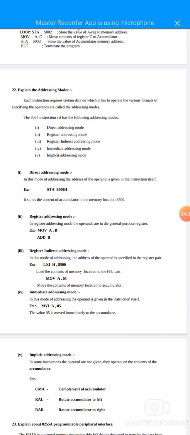22nd question. Explain the addressing modes. Each instruction requires certain data on which it has to operate. The various formats of specifying operands are called the addressing modes. The 8085 instruction set has the following addressing modes.